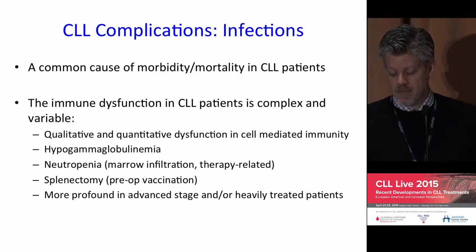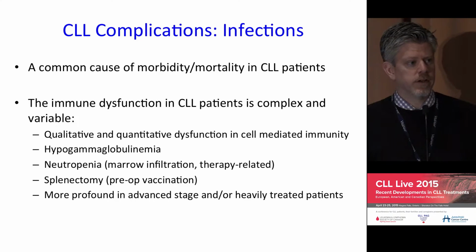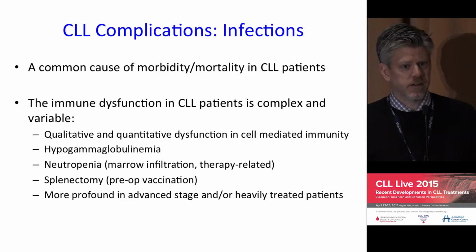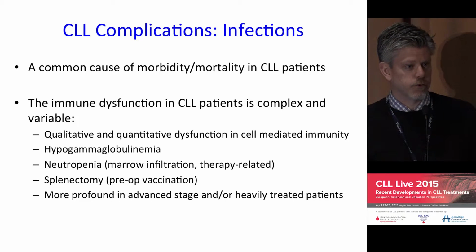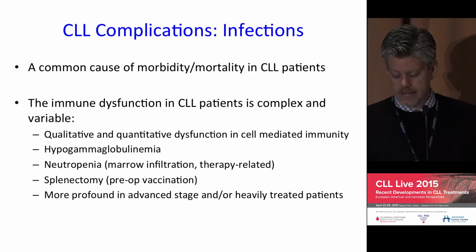So it may relate to impairments mediated through the leukemic clone in terms of cell-mediated immunity. By that I mean impairment of, for example, T-cell functioning. Sometimes the antibody levels in the blood or the immunoglobulin levels can be low. That's called hypogammaglobulinemia. Neutropenia, as I've mentioned, can be a risk factor for infections, which is related to how low the neutrophil count is and for how long it's low.